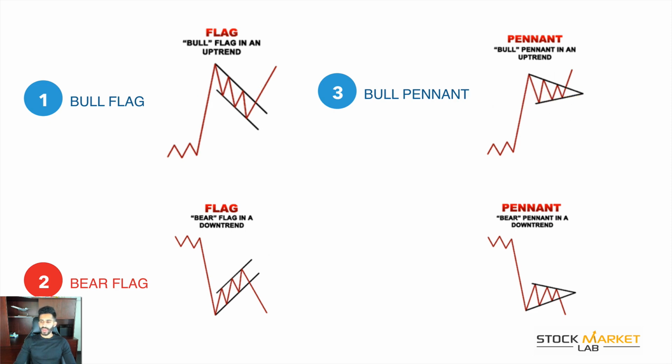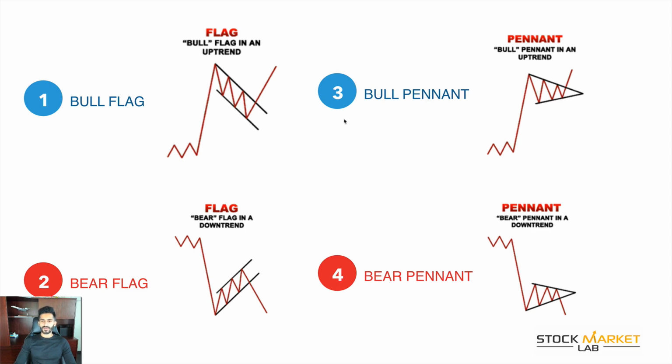Beyond that, we have a bear flag and a bear pennant. It's the opposite. The stock makes a major move down, needs to take a break, continues. Once again, these are the flag and pennant patterns.